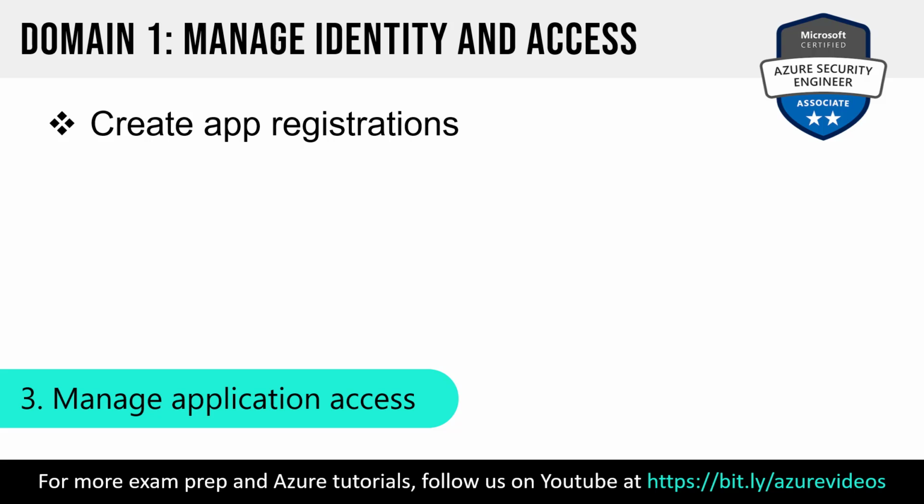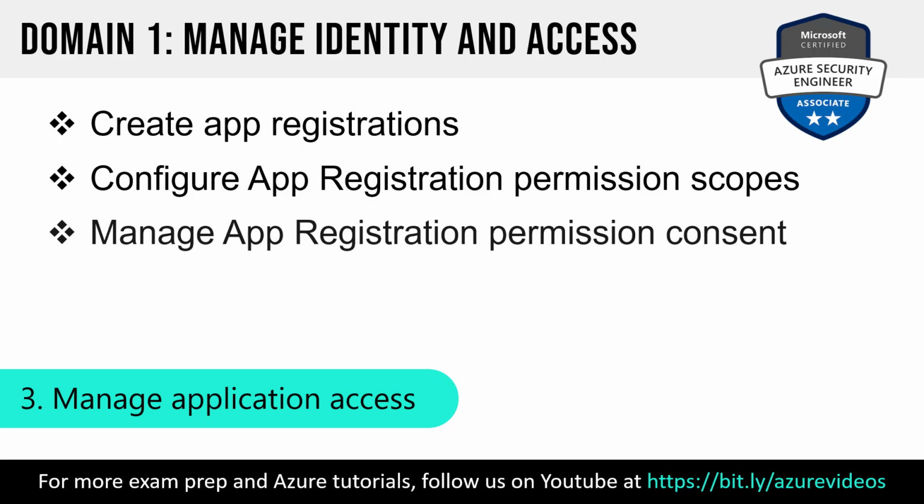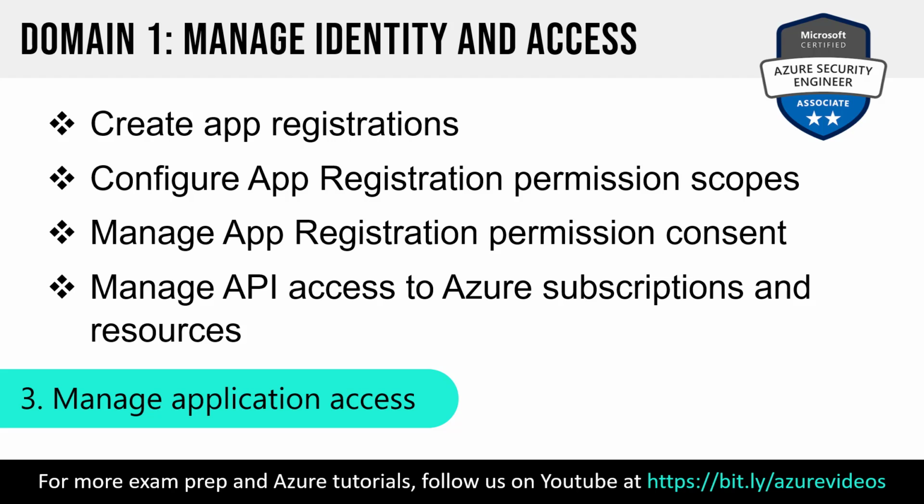All right. Number 3 is manage application access. This is going to be really all about app registrations, configuring app registration permission scopes, configuring permission consent, and managing API access to Azure subscriptions and resources. This is a topic that can get really complex. You can spend some serious time here. So I want to just tie down a few key bits of information that will help you prepare more quickly.